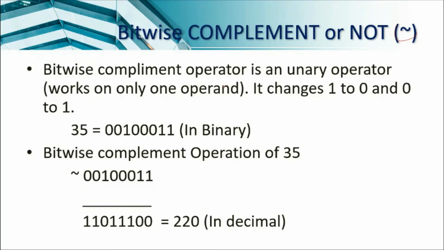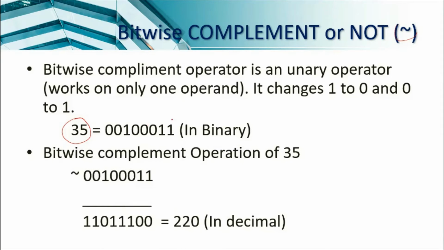Then the bitwise complement operator is a unary operator, and works only on one operand. A unary operator is one which works only on one operand, and it changes 1 to 0 and 0 to 1. That is the condition. Say we are finding out the bitwise complement of 35.